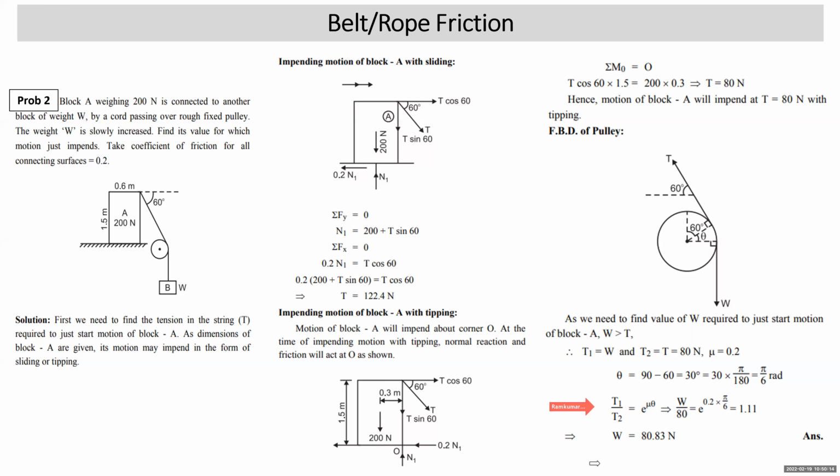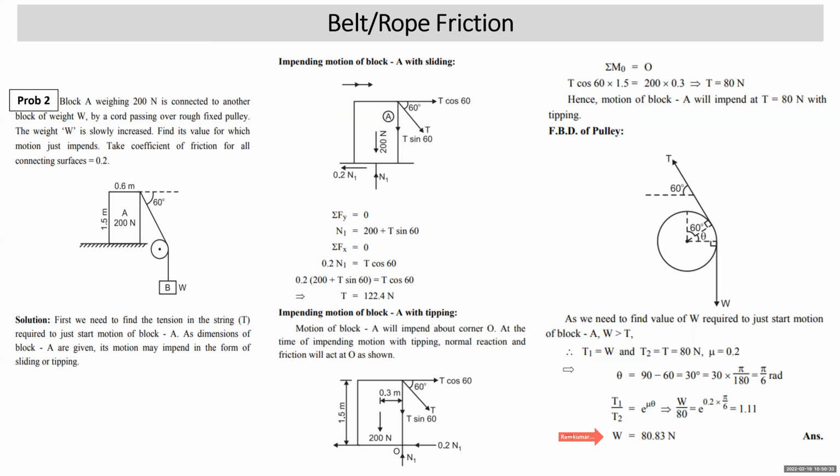Now apply T1 upon T2 is e raised to mu theta. T1 is W, T2 is 80. e raised to mu is 0.2, theta is pi by 6. Use the calculator, it comes 1.111. Then the value of W comes out to be 88.8. So the minimum value of W required to start the motion of block A is 88.8.